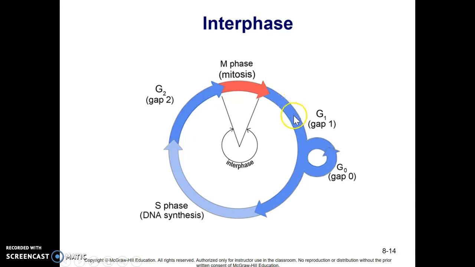So we have G1. The G stands for gap. If it's not going to divide, it kind of stays here in G0. If everything's good to go to proceed with division, we need to copy the DNA. That's the S phase. And after the DNA is copied, we're going to do some more checks. We're going to make sure the cell's big enough, and that happens in the G2 phase. All of that is interphase, but it can be separated into three parts: G1, S, G2.